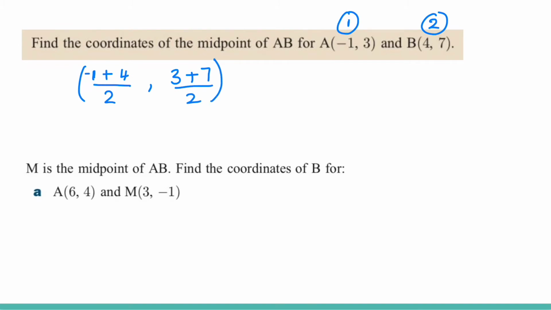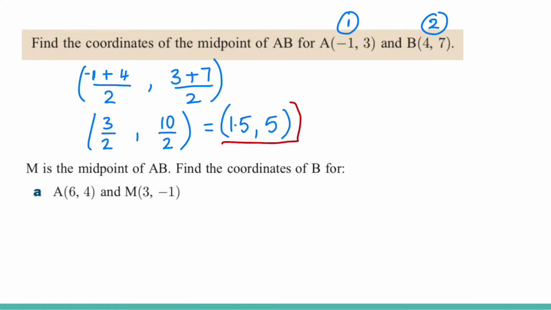-1 plus 4 is 3. And then 7 plus 3 is 10. And then that gives me my final answer, if I wanted to change it to a decimal, of 1.5, 5. And that would then be my midpoint as the final answer.